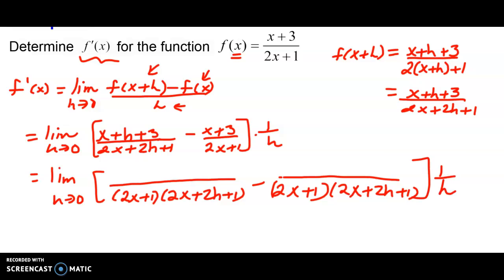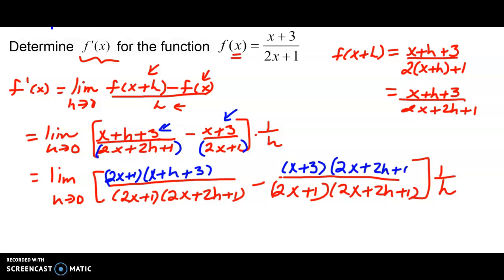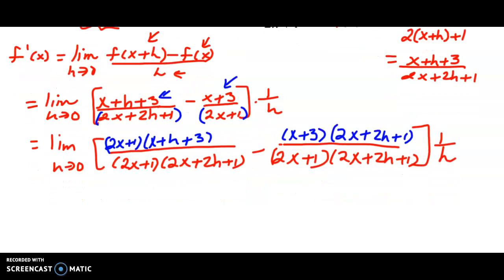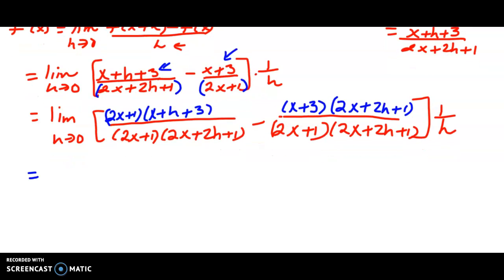Now I'm going to find my new numerators. In this denominator I am missing a 2x plus 1, so I'm going to multiply this numerator by 2x plus 1. In this denominator, I'm missing that trinomial, so I'm going to multiply this numerator by the trinomial. Then I'm going to expand my terms and see if anything cancels. So I have the limit as h goes to 0. This is f prime of x.